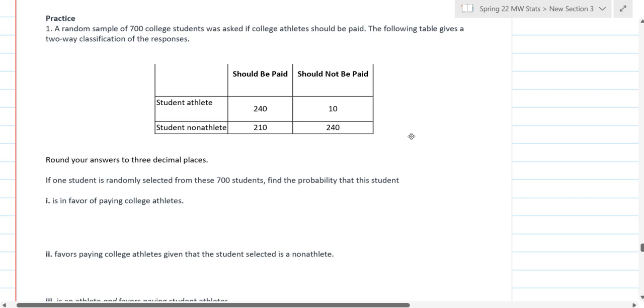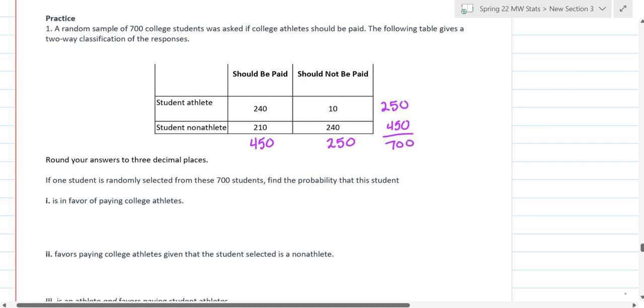A random sample of 700 college students were asked if college athletes should be paid. The following table gives a 2-way classification of the responses. So you asked student athletes and non-athletes. If we add those together, we have 240 plus 10, so 250 student athletes, and 210 plus 240 is 450 non-athletes, and that would give us a total of 700. And in the survey, a total of 240 plus 210, 450 said they should be paid, and 250 said they should not be paid.